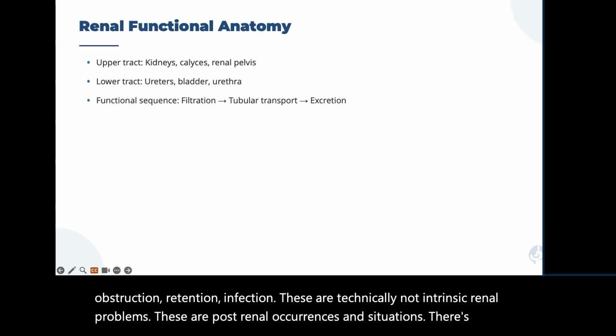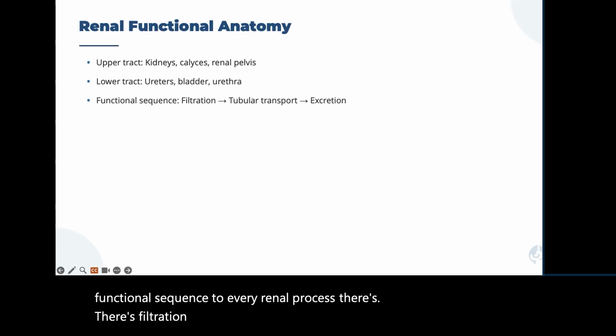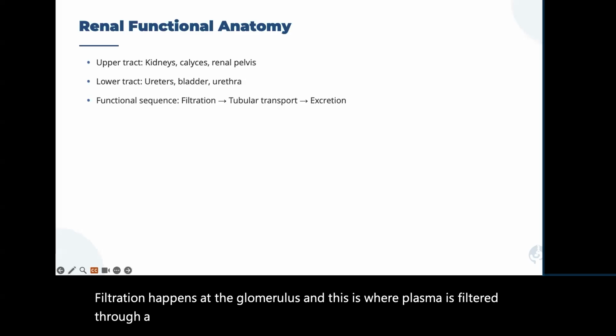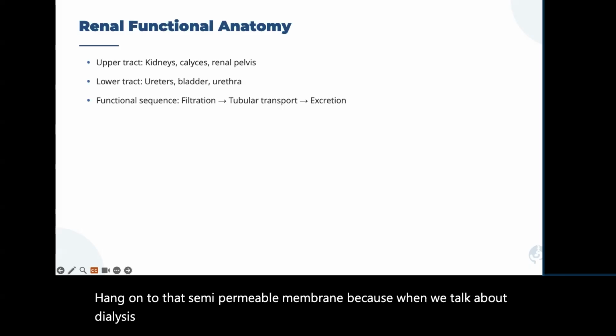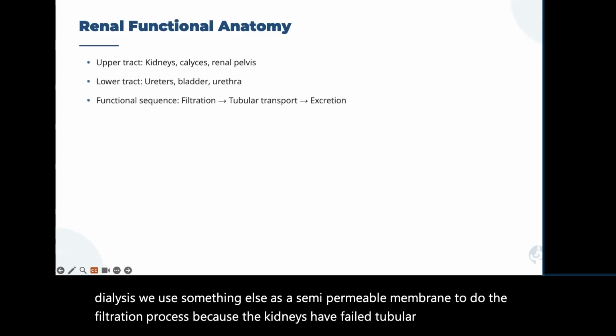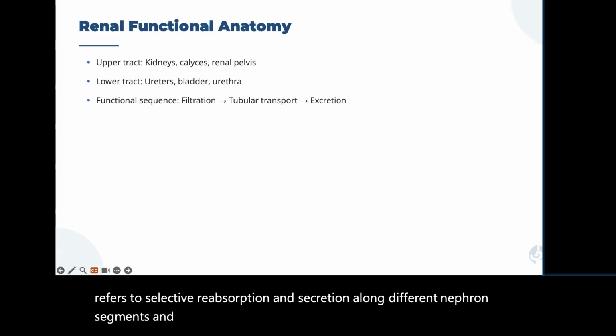There's also a functional sequence to every renal process. There's filtration, tubular transport, and excretion. Filtration happens at the glomerulus, and this is where plasma is filtered through a semi-permeable membrane. Hang on to that semi-permeable membrane, because when we talk about dialysis, we use something else as a semi-permeable membrane to do the filtration process because the kidneys have failed. Tubular transport refers to selective reabsorption and secretion along different nephron segments. And finally, excretion is the elimination of what the body has decided to discard.